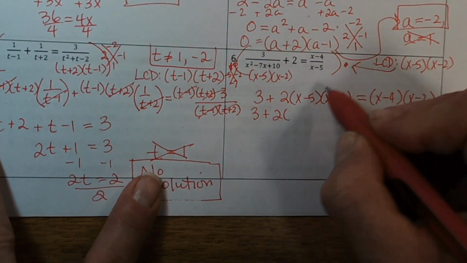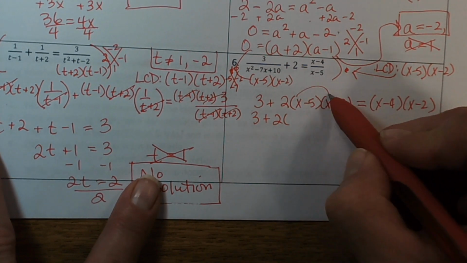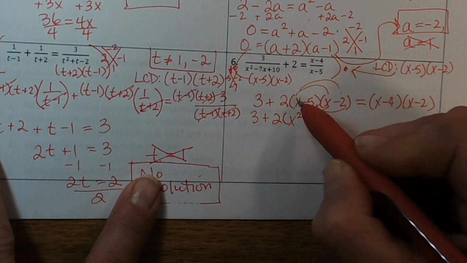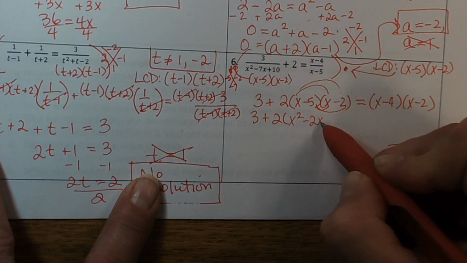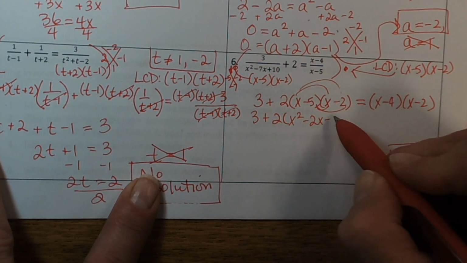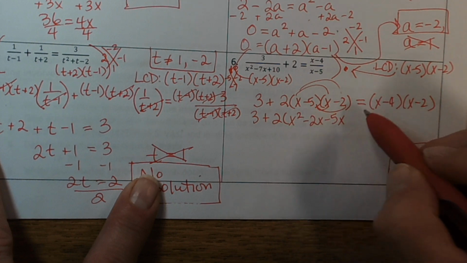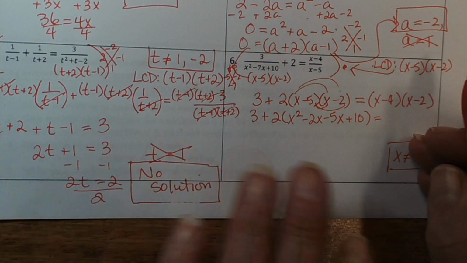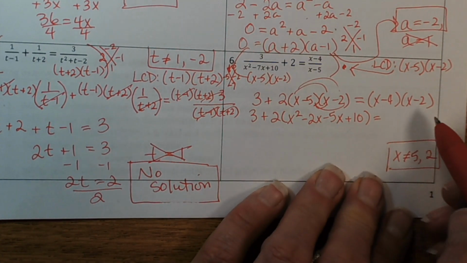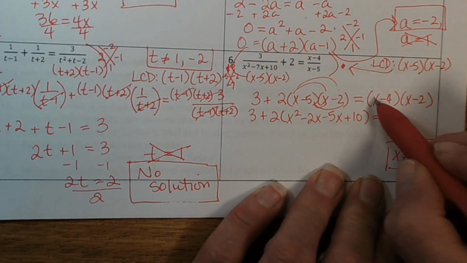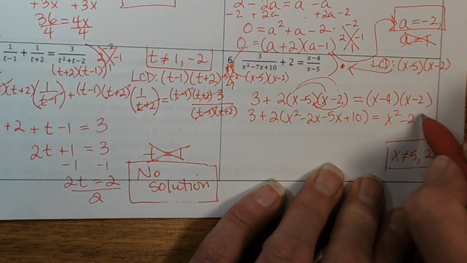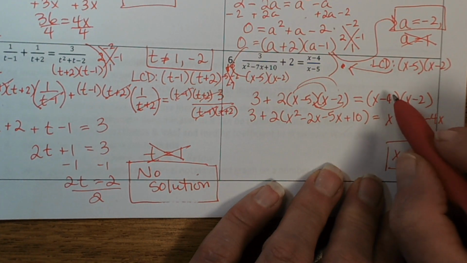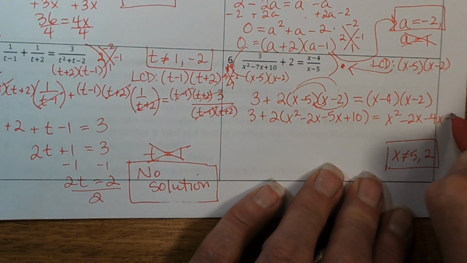So I'm going to go ahead and FOIL before I distribute. First, outer, inner, last. x times x is x squared. Outer is negative 2x. Inner is negative 5x. Last is plus 10, equals another FOIL over here. x times x is x squared. x times negative 2 is negative 2x. Negative 4 times x is negative 4x. Negative 4 times negative 2 is negative 8.